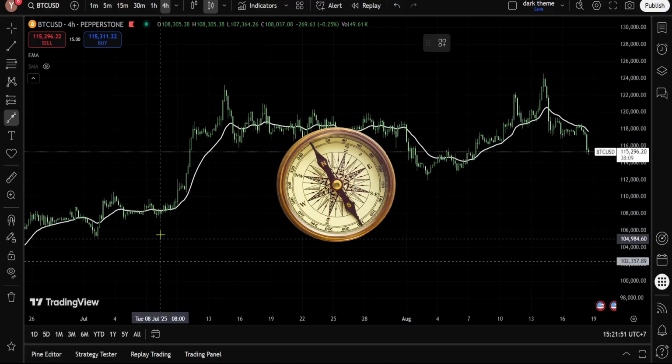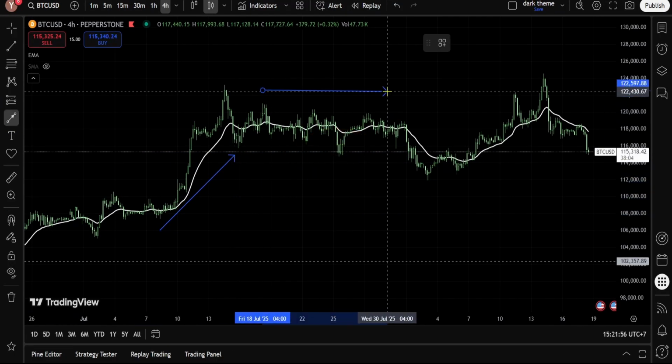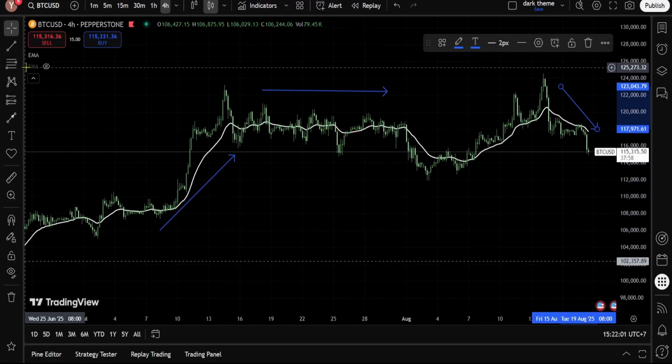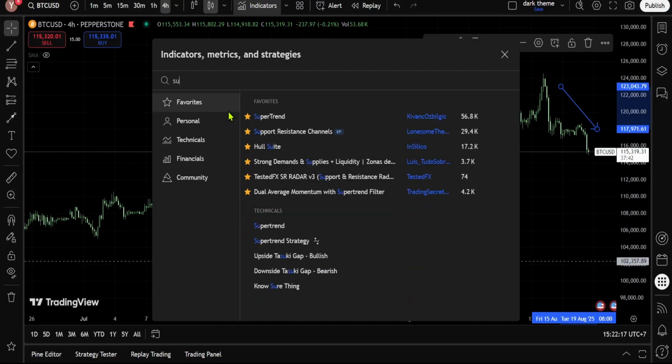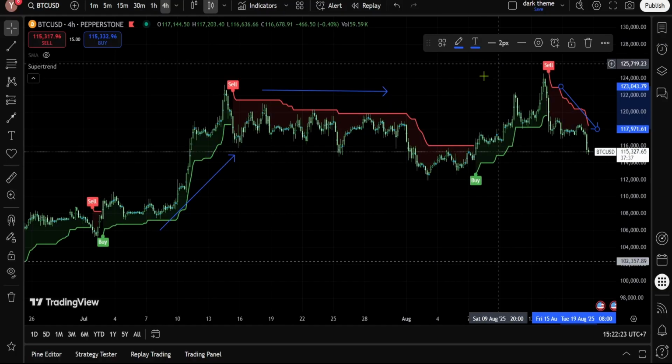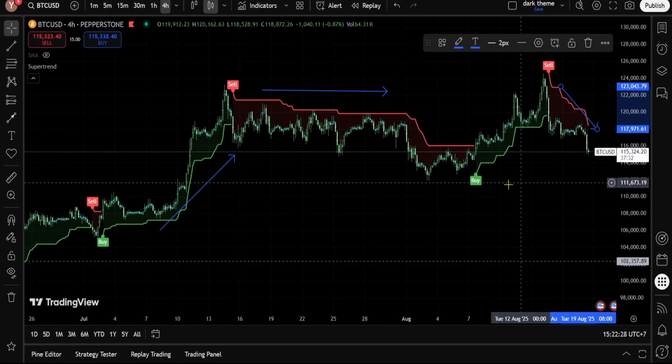These are your compass, showing whether the market's moving up, down, or sideways. They don't predict the future, but they help you trade in the right direction. Think moving averages like EMA and SMA, MACD, parabolic SAR, and Supertrend.